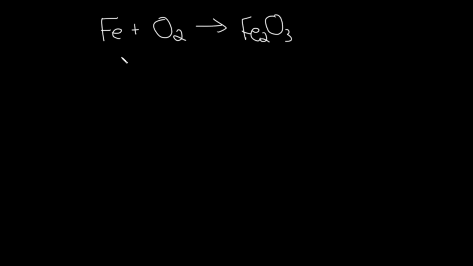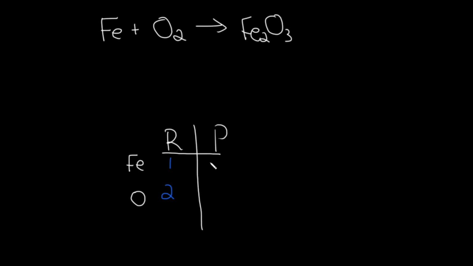For the last exercise, I want to show a new technique called balancing by fractions. So this is the reaction we want to balance. We start off the same way by making a table with our reactants and products and the different atoms. And then we count to see that we have 1 iron and 2 oxygen on the reactant side, and 2 iron and 3 oxygen on the product side. So we see that it's quite simple to balance iron. We just multiply by 2 to get 2 iron, which balances iron. Now we just need to balance oxygen.